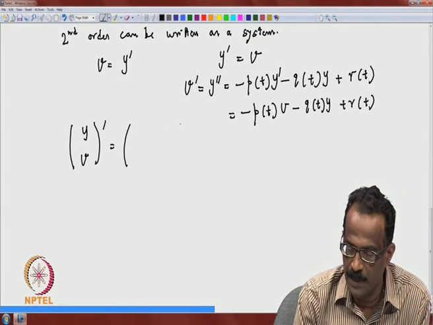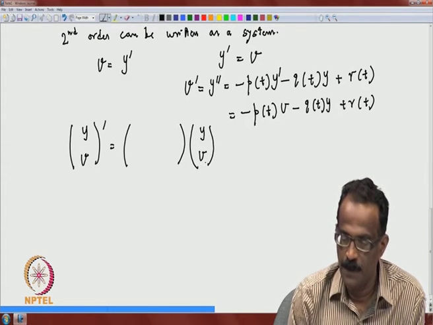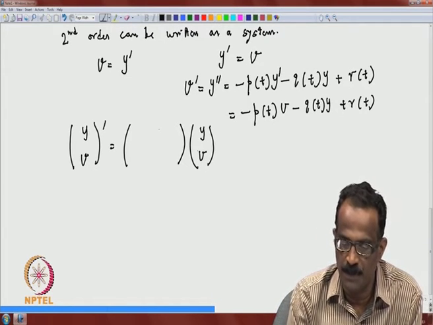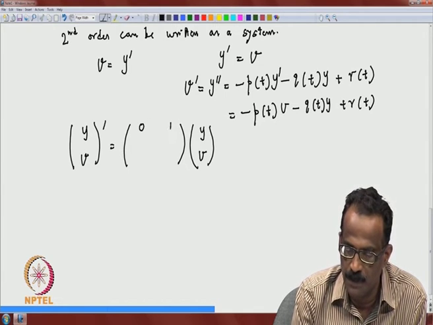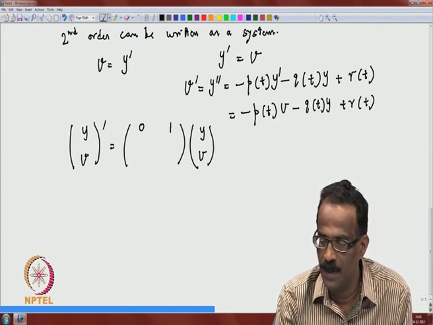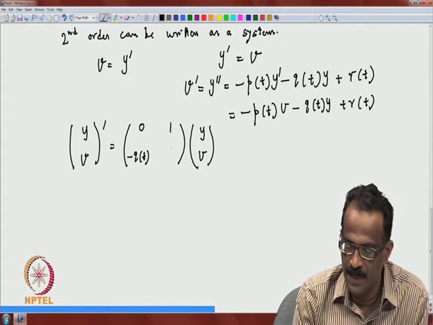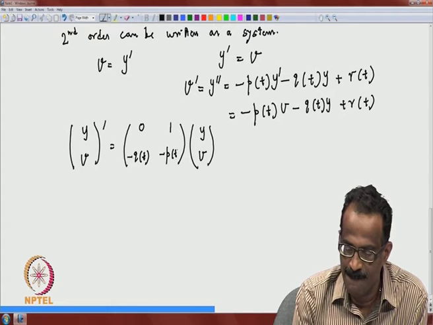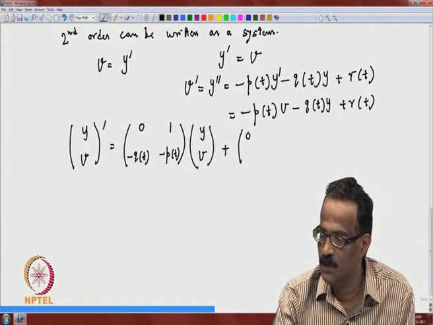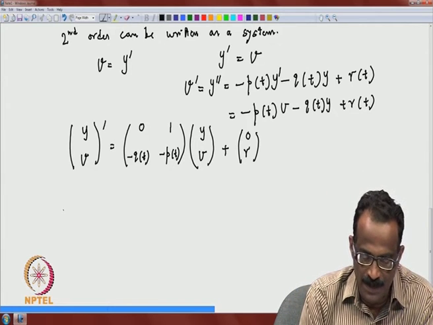I can write it in the matrix form. So, you have your y here, you have your v here. What do you want to get? First you get v here, so you want y prime to be v. So, this will be 0, this will be 1, and then for v prime, you want v here, y here, so you have minus q(t) here, minus p(t) here, plus you have your r(t), that will be of the form 0, r. So, this can be written in a nice form.